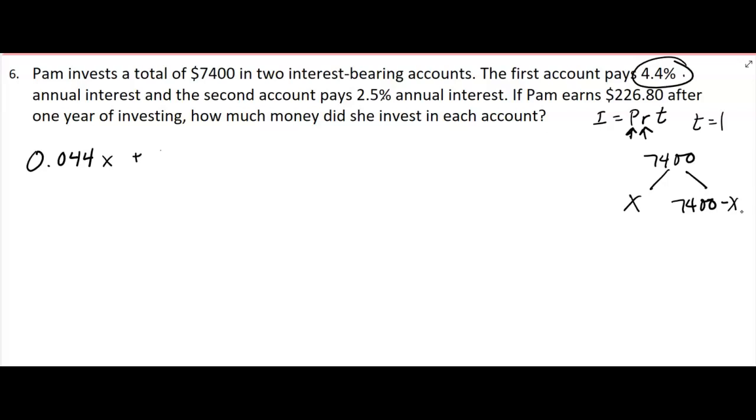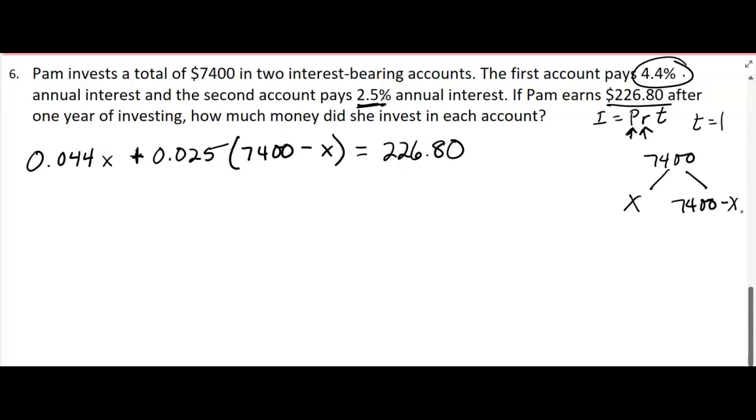plus 0.025. That's the other percentage, times 7,400 minus x equals, and then when you add those together, which I have the addition sign right here, it's going to equal that 226.80. Okay. Again, you could multiply by 100. I didn't this time. Usually I do, but I didn't. I just lived with the decimals.